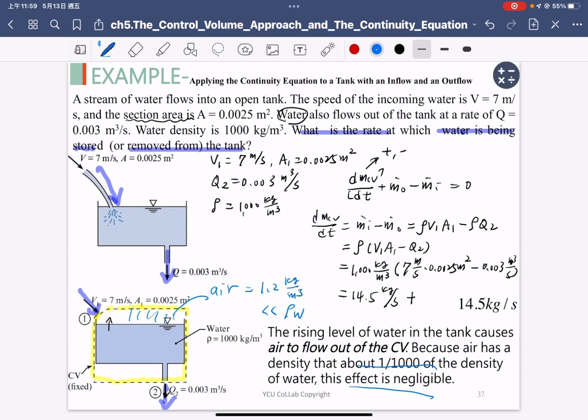Okay, so this is just a simple exercise. If you depict the control surface and you base on the continuity equation, you can calculate the mass change in the tank, the water tank.